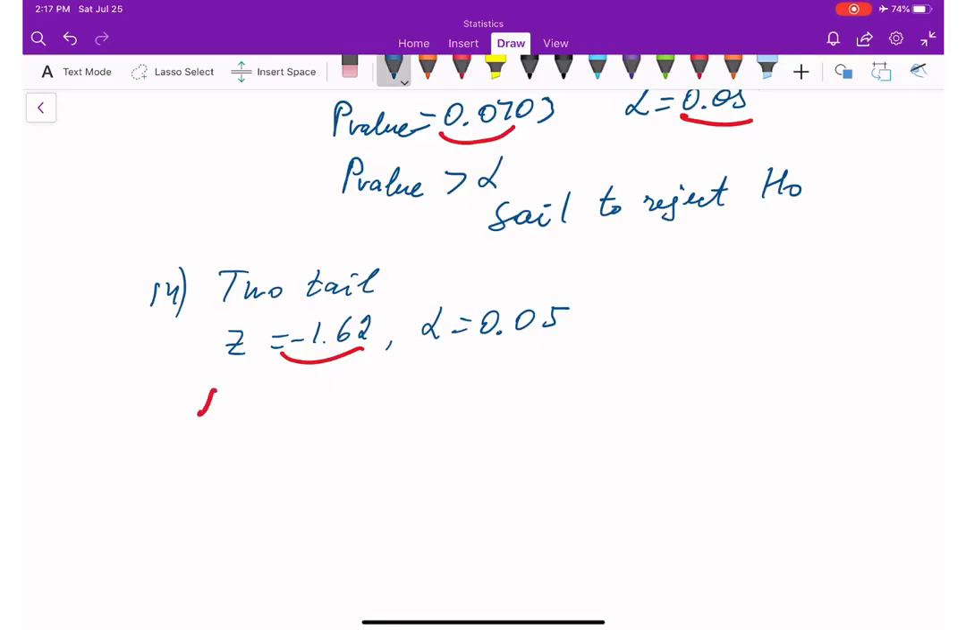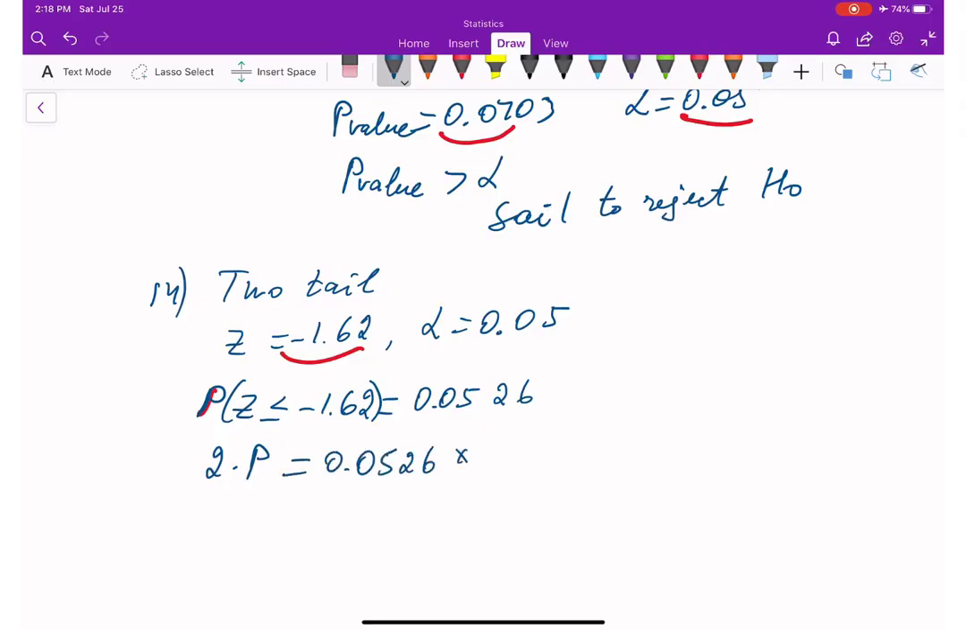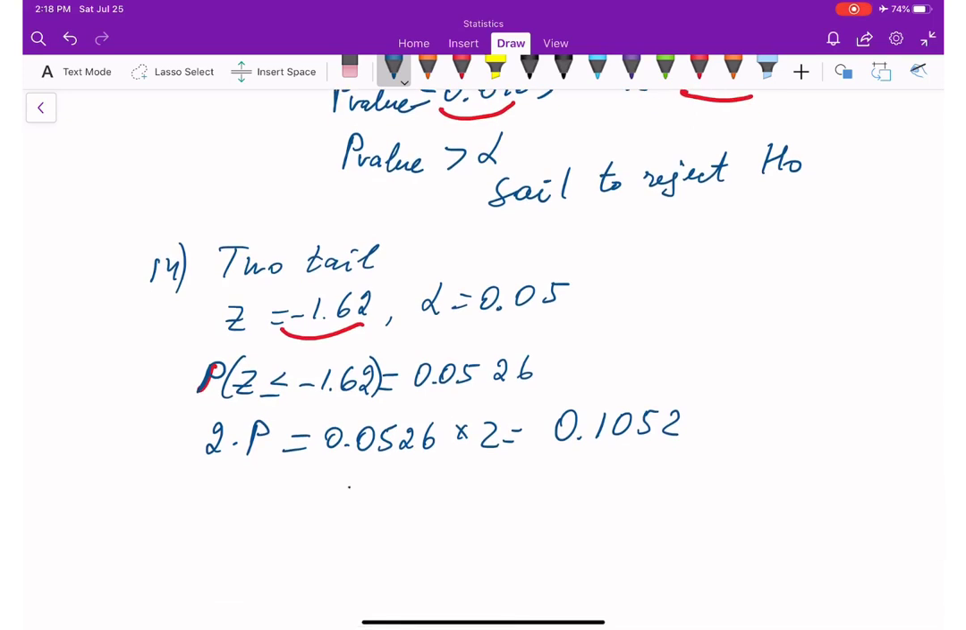So the probability for z-score less than or equal to negative 1.62 is, you can use the z-score table yourself, 0.0526. Okay, we need to multiply this number by 2 because we have two tails, yes? All right, we have two tails. So 2 times p is equal to 0.0526 times 2. That's going to be equal to 0.1052. Okay, this is our p-value.